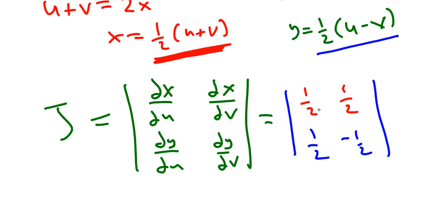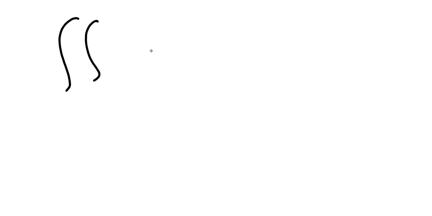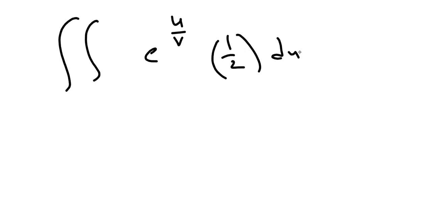So in case you forgot, you do this times this minus that times that. So it looks like you're going to get negative 1/4 minus 1/4, which is negative 1/2. We take the absolute value of this, so we get positive 1/2. Okay, so we're getting there. We know that our double integral now is going to be the double integral of e to the u divided by v. Then we're going to have a 1/2 here because that's the value of the Jacobian, and maybe we'll do the integral du dv. We'll consider the order in a minute. But first we need limits of integration.